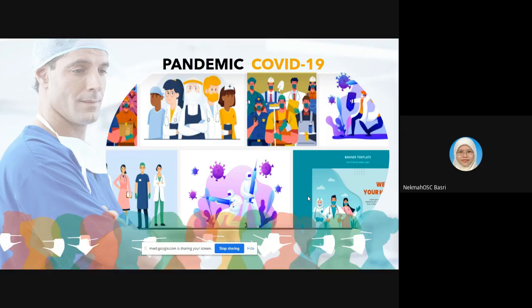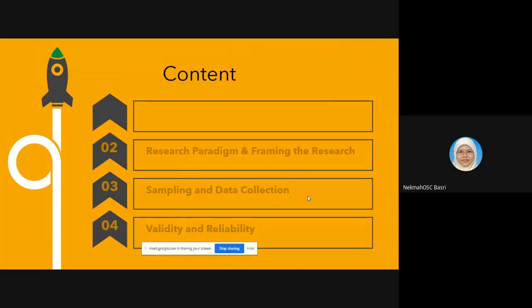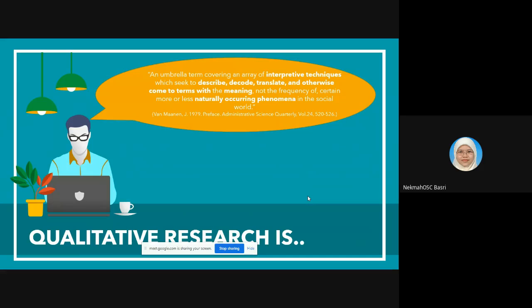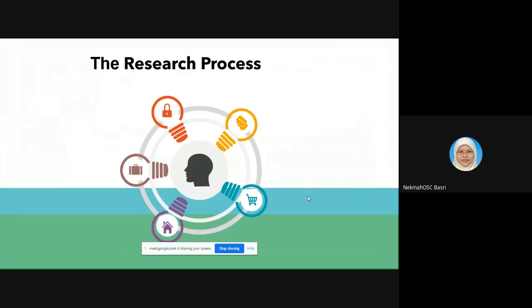Okay, so I will start with the first content, introduction to qualitative. Qualitative research is an umbrella term covering an array of interpretive techniques which seek to describe, decode, translate, and otherwise come to terms with the meaning, not the frequency, of certain more or less naturally occurring phenomena in the social world. That's quoted by Van Maanen in 1975.